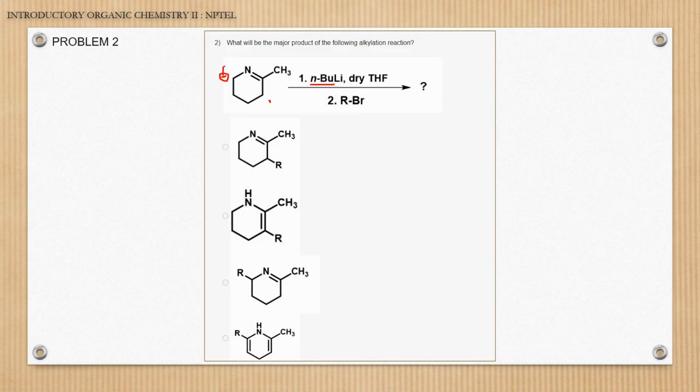But now what is happening? There is no delocalization present in this case. Why? Because the nitrogen lone pair is also present here, and this is not going to form a triple bond here, right? So there is no delocalization when the deprotonation is happening at the alpha position.